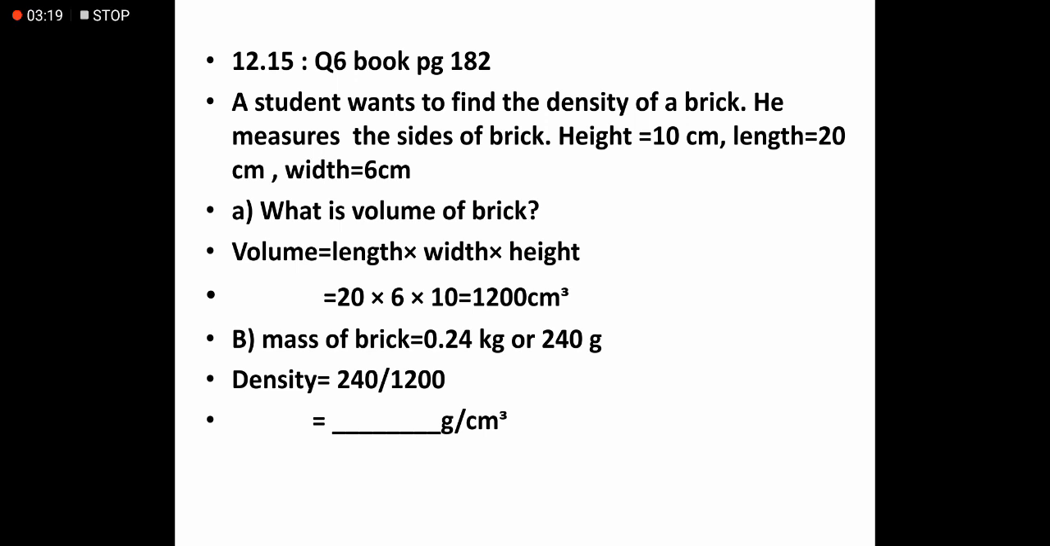Now you're supposed to open book page number 182. This is your review exercise. Question number 6 I have selected. The statement is: a student wants to find the density of a brick. He measures the sides of the brick: height is equal to 10 centimeter, length is equal to 20 centimeter and width is equal to 6 centimeter.